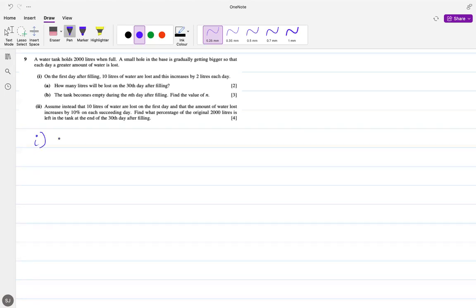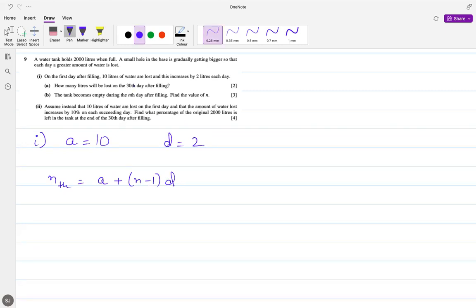Now, in part 1, as the increase is a constant 2 liters each day, the initial value was 10, and it is increasing by 2 liters each day, which means that the common difference will be 2. As there's a common difference, we are dealing with an arithmetic progression. So if you want to find out how many liters will be lost on the 30th day after filling, we know that the nth term formula for an arithmetic progression is a plus n minus 1 times d.